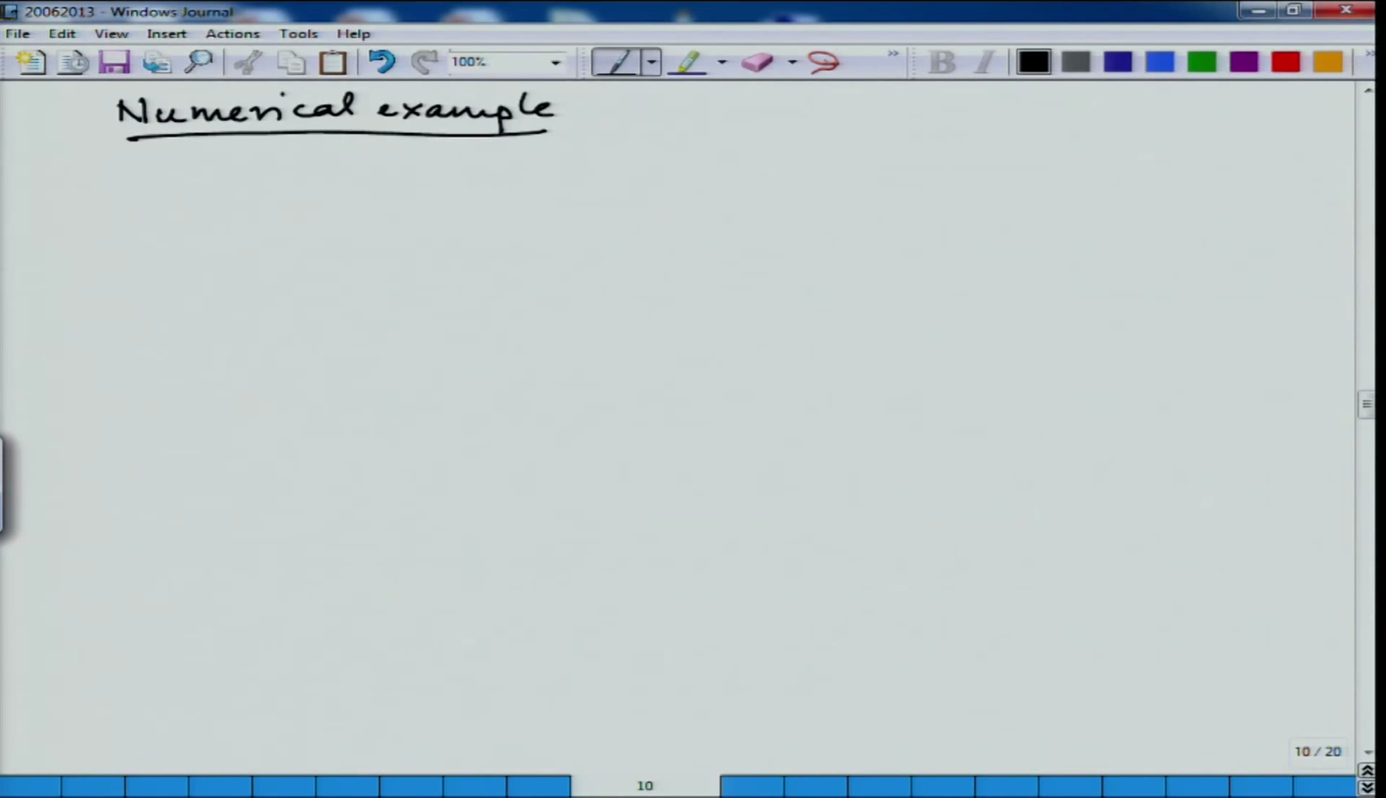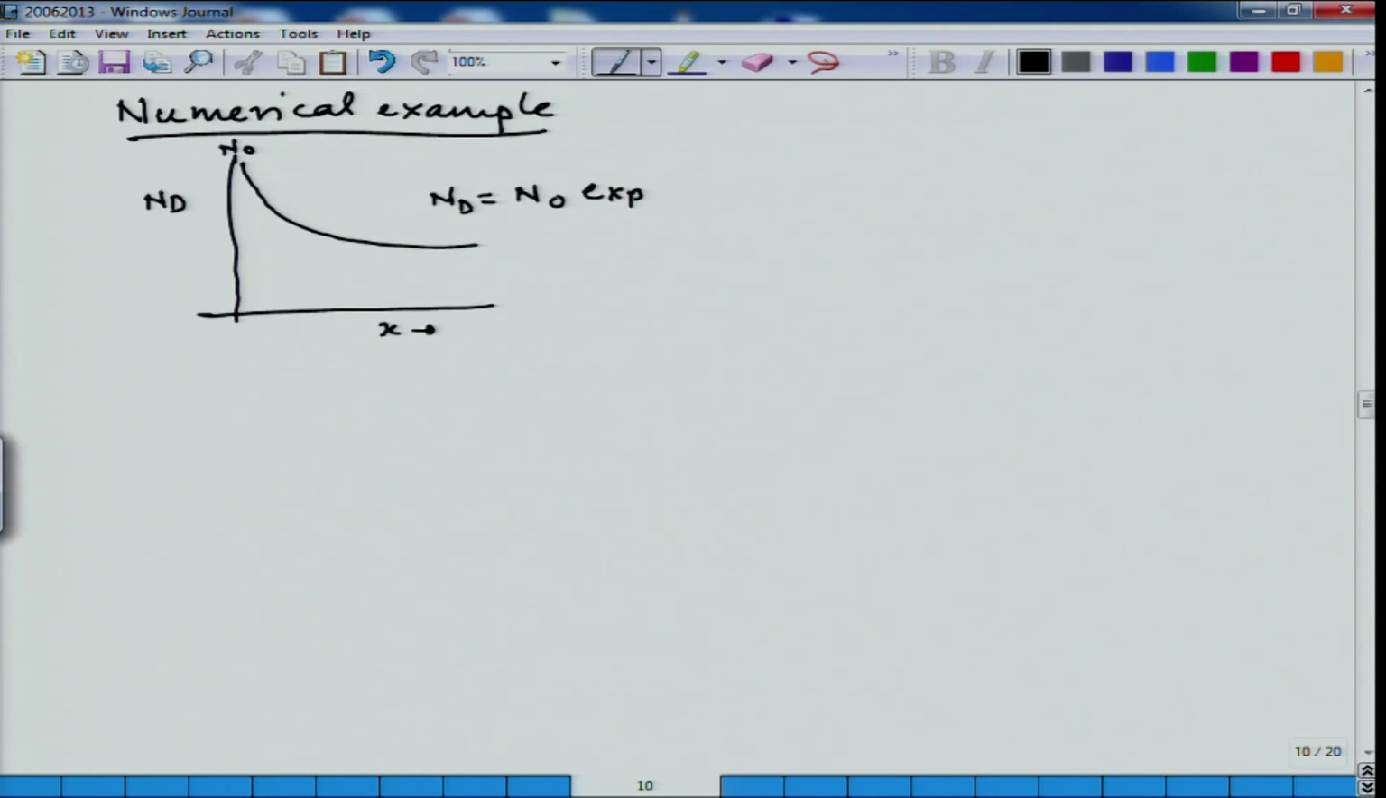So, I am going to take a semiconductor which has donor concentration which is being represented by an exponential equation. So, donor concentration here is being given by the concentration at the surface, let us say N0, and then it is reducing exponentially. This is the behavior in a semiconductor.